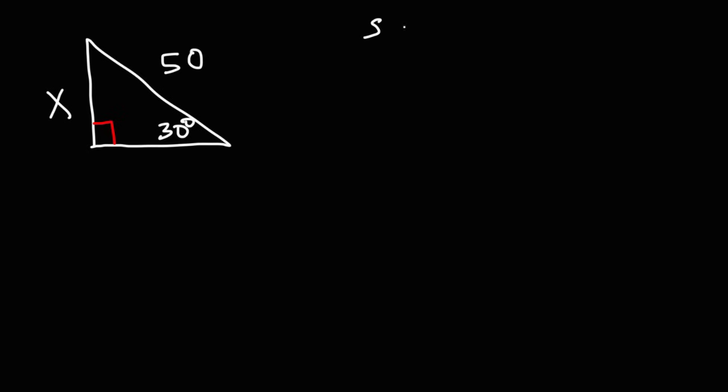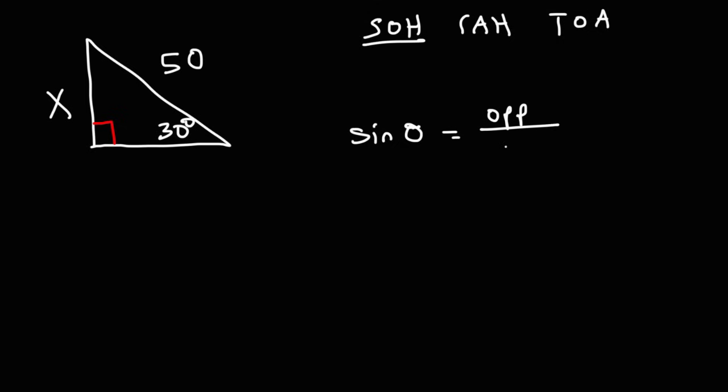There's something called SOH CAH TOA. For those of you who haven't seen this expression before, the SOH part tells you that sine of the angle theta, in this case theta would be 30, is equal to the side that's opposite to it. X is opposite to 30, but let's write it as opposite divided by hypotenuse. So sine is basically a ratio of two sides of a right triangle.